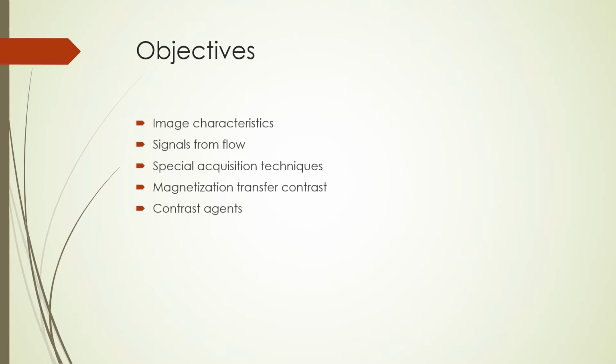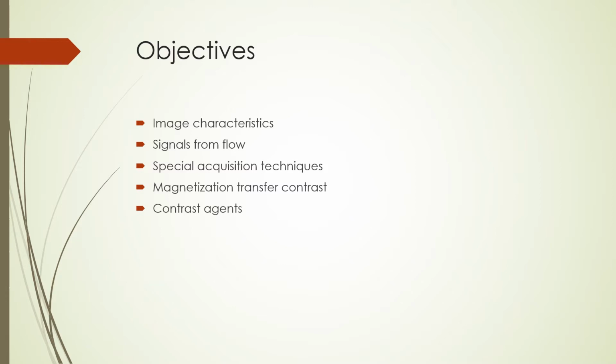Hello everyone, today is the third lecture in our MRI series of lectures. So let's take a look at the objectives for today. After today's lecture, students will know about image characteristics and the factors affecting image characteristics like spatial resolution, contrast sensitivity, and signal to noise ratio.